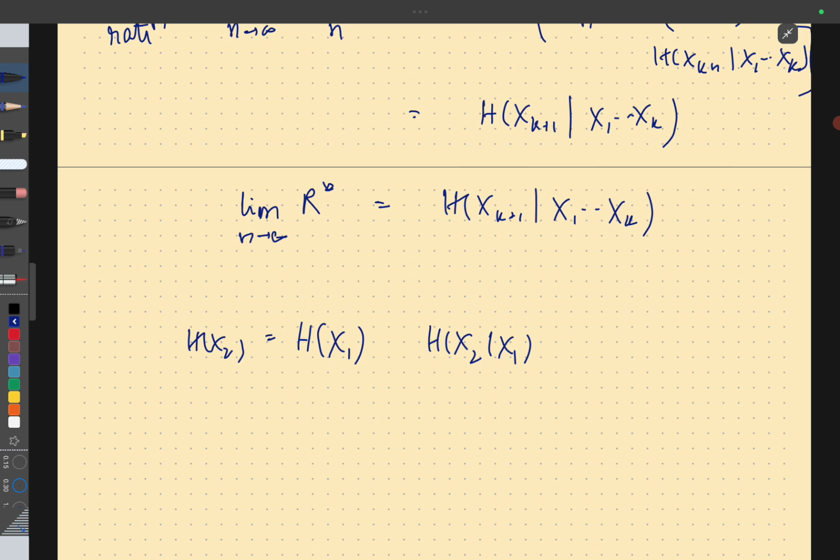Now, for this text file or this stationary source sequence, you have also computed H of x2 given x1, which is also equal to H of x3 given x2, which is equal to H of x4 given x3, and so on. So now what can you say about H of x1 versus H of x2 given x1? H of x1 is greater than or equal to H of x2 given x1, right?